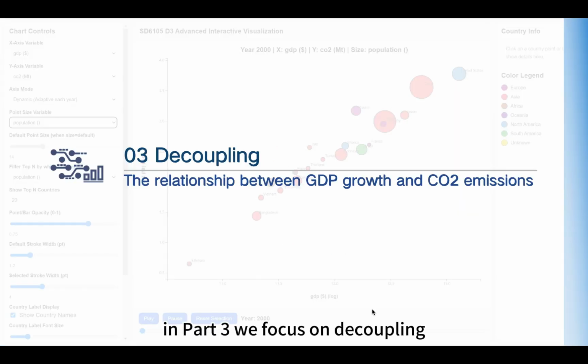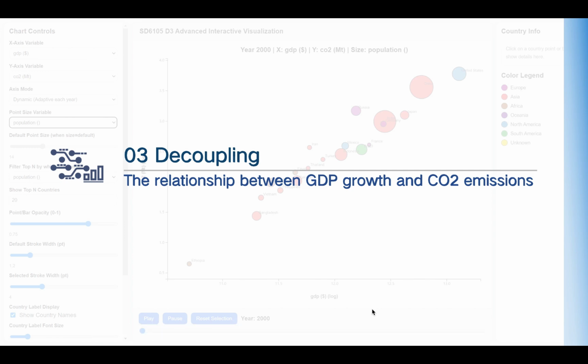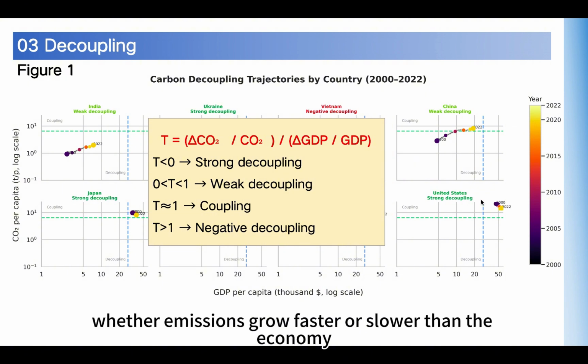In Part 3, we focus on decoupling. Decoupling means economic growth no longer depends on increasing carbon emissions. We use the Tapio index, which tells us whether emissions grow faster or slower than the economy.